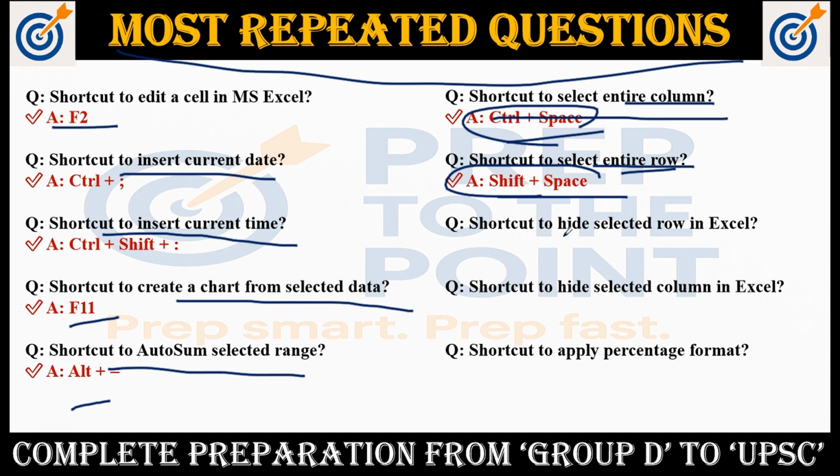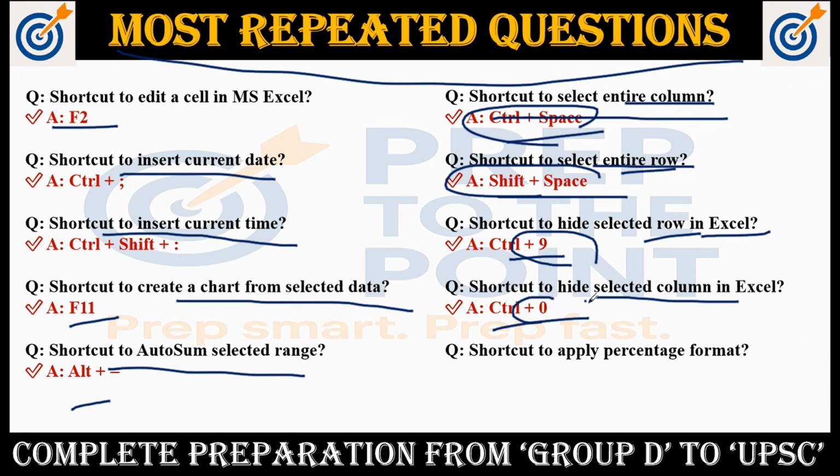Shortcut to hide selected row in Excel: Control plus 9. Shortcut to hide selected column in Excel: Control plus 0. For 9, hide selected row. For 0, hide selected column. Shortcut to apply percentage format: Control Shift percentage.